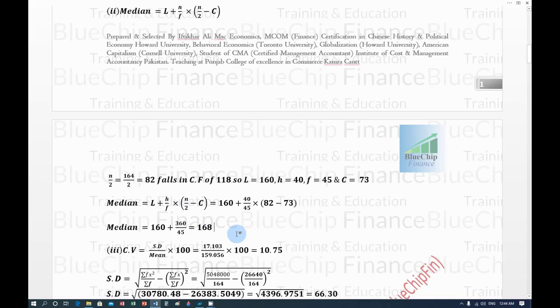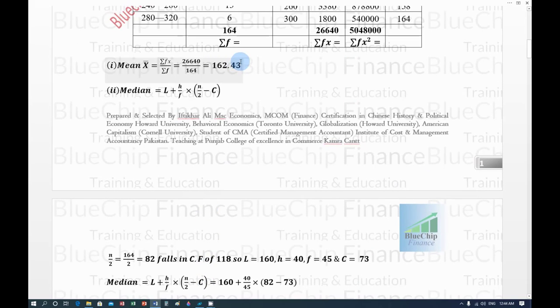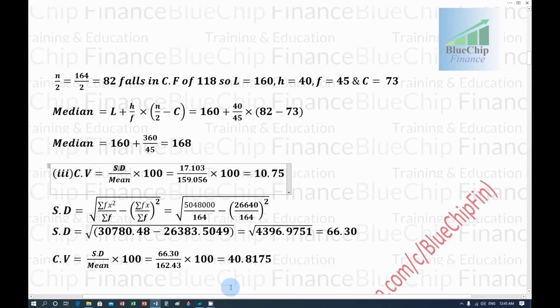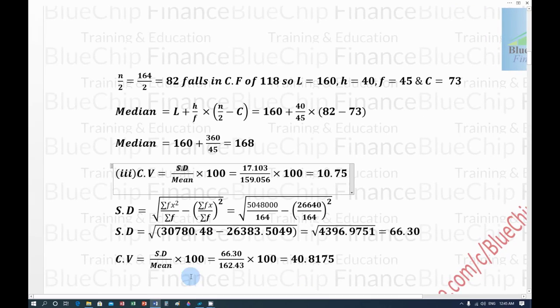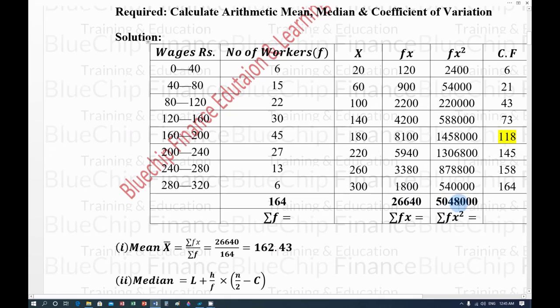Your third requirement is to calculate coefficient of variation, which is equal to standard deviation divided by mean multiplied by 100. We already calculated arithmetic mean, which is 162.43, and now we need standard deviation first. The formula for standard deviation is the square root of sum of fx square over sum of f minus the square of sum of fx over sum of f. Sum of fx square is equal to 5048000.